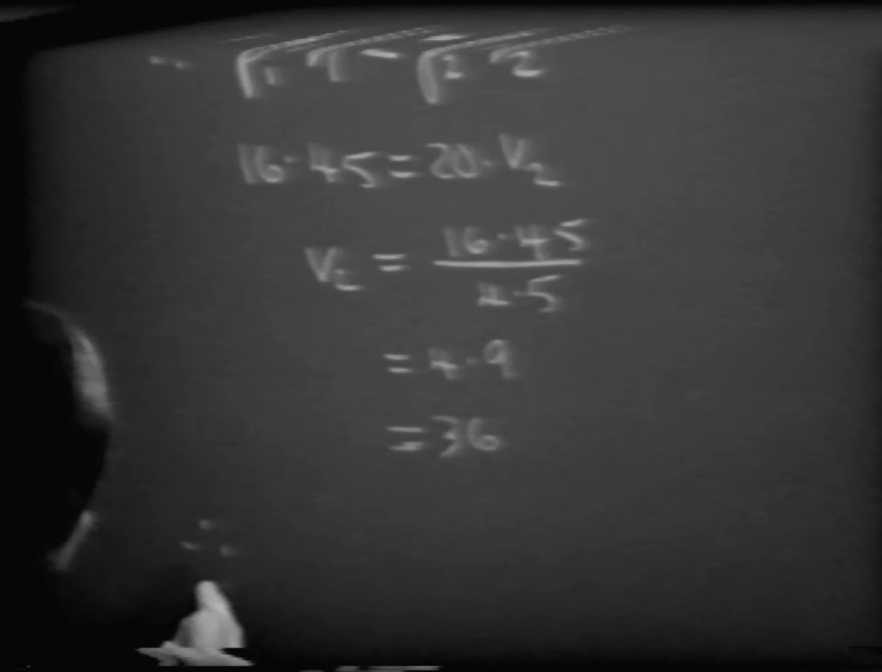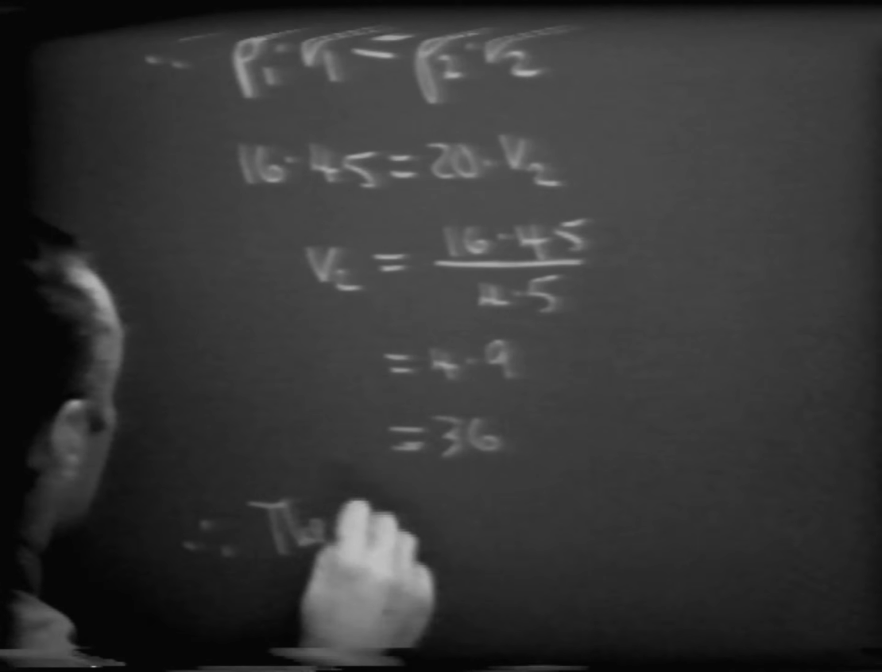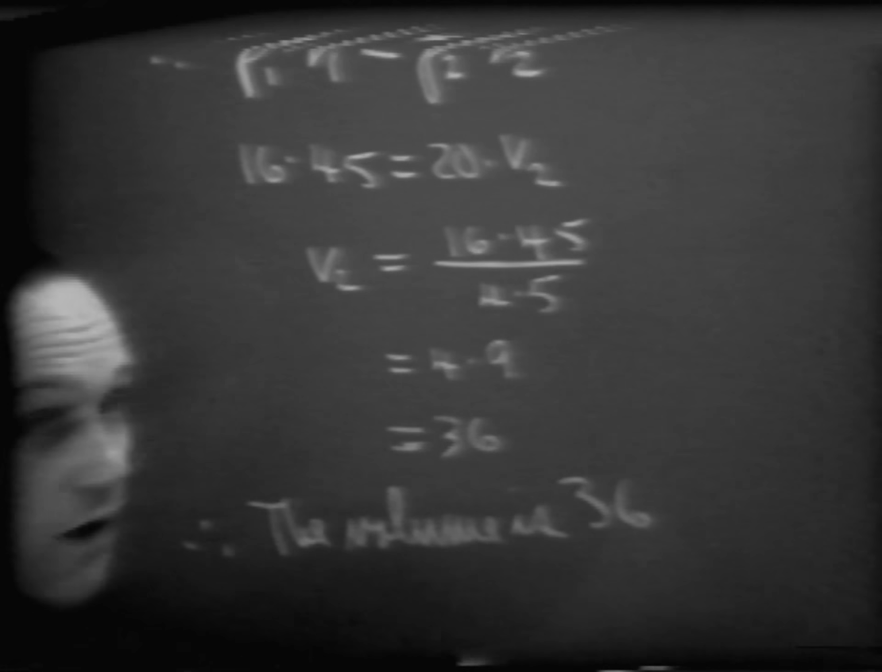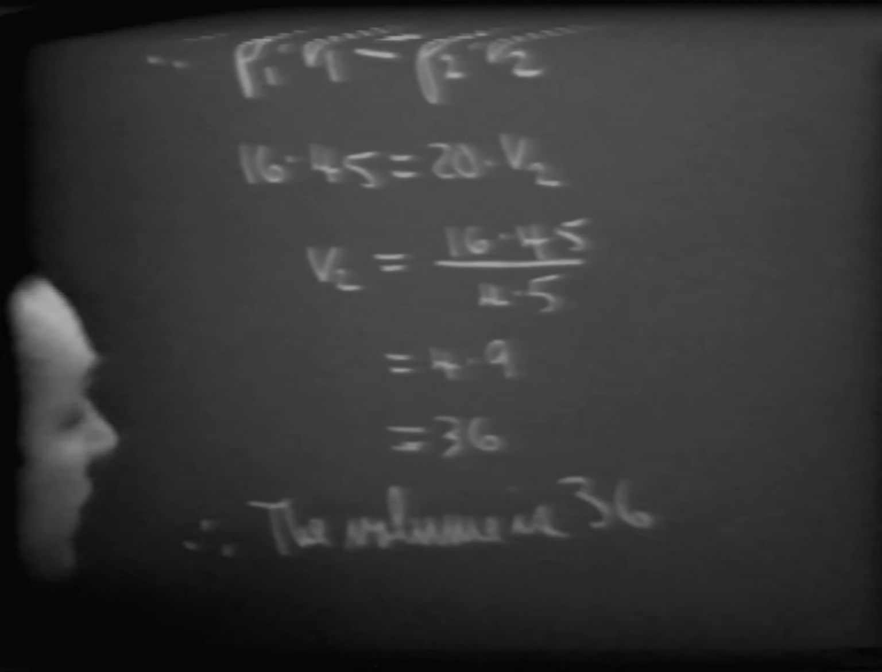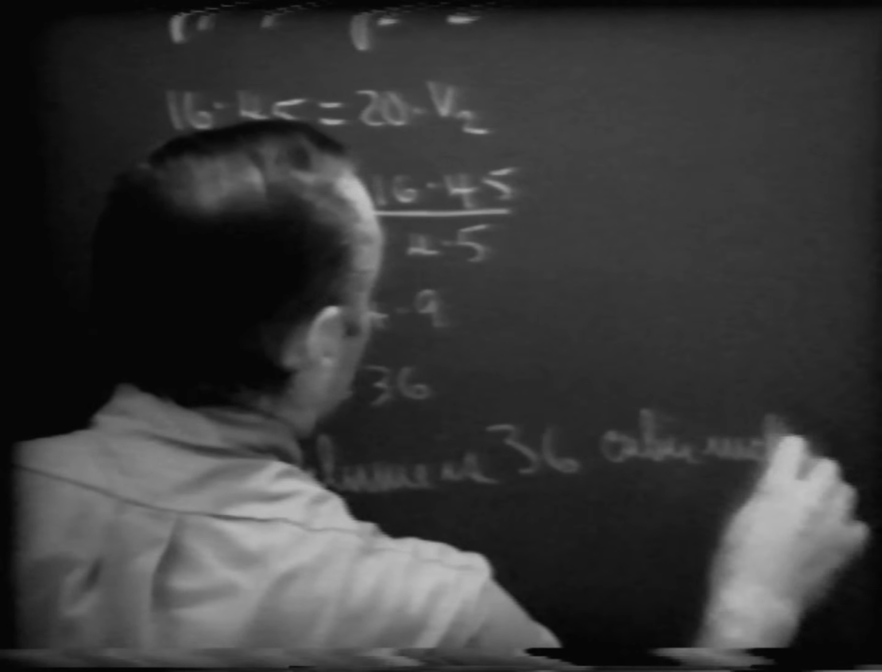Therefore, let's now write our sentence, which is our English conclusion. What is the volume when the pressure is 20 pounds per square inch? So what can we say? The volume is what? 36. What is our unit that we're working in? 36 what? Cubic inches. Okay.